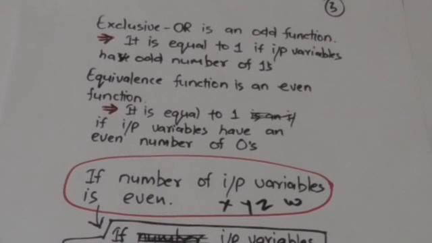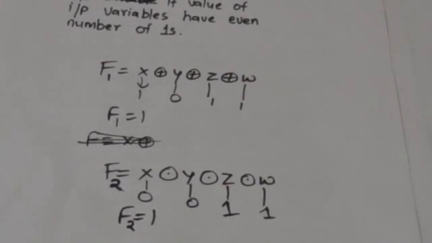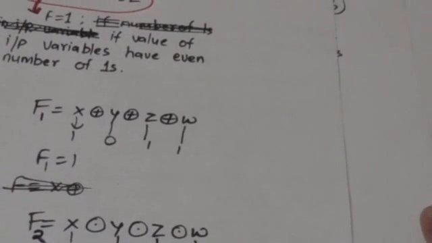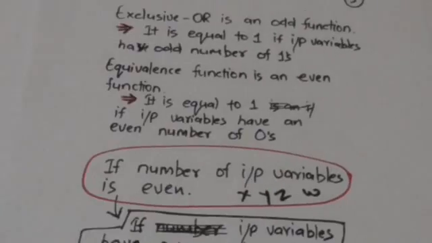Equivalence function is an even function. It means it is equal to 1 if input variables have an even number of zeros. Now suppose f2 is an equivalence function of 4 input variables x, y, z and w. x equals 0, y equals 0, z equals 1, w equals 1. Now in this combination of values of input variables, there are an even number of zeros. So for this combination, the value of f2 will be 1 because f2 is an equivalence function, which is an even function.